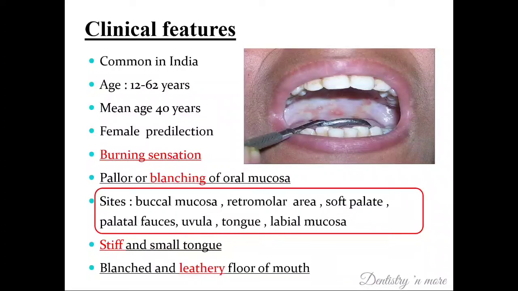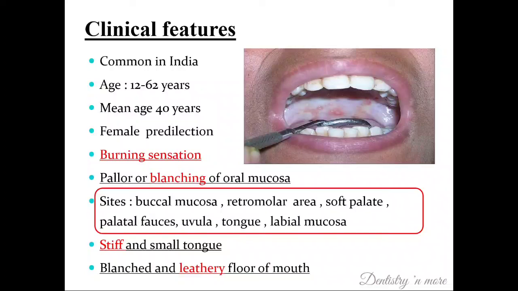The common sites seen for oral submucous fibrosis are the buccal mucosa, the retromolar area, the soft palate, palatal fauces, and faucial pillars. Then you have the uvula, tongue, and the labial mucosa. It's given in the textbook of oral medicine by Ravikiran Ongole itself. You have the types as well as the classification of OSMF enlisted in that. You can go and have a read through that.